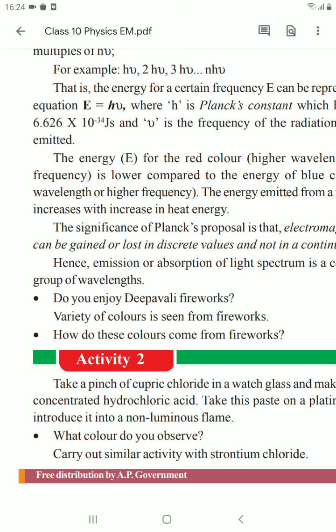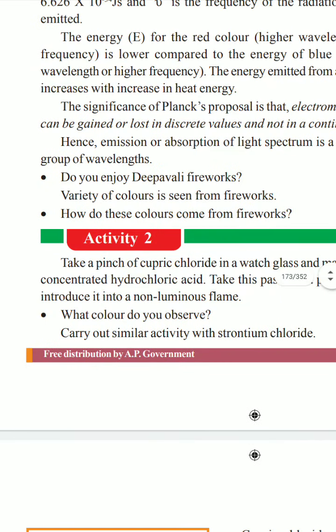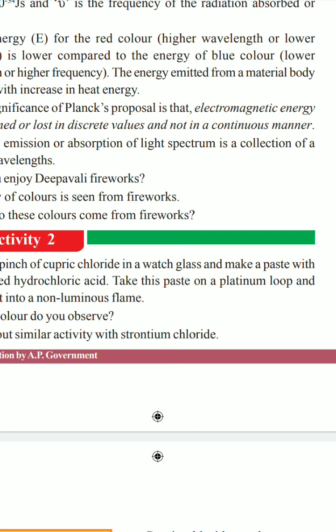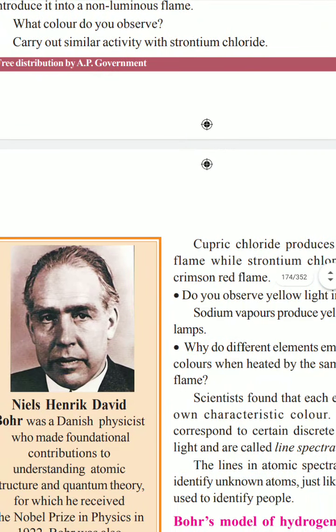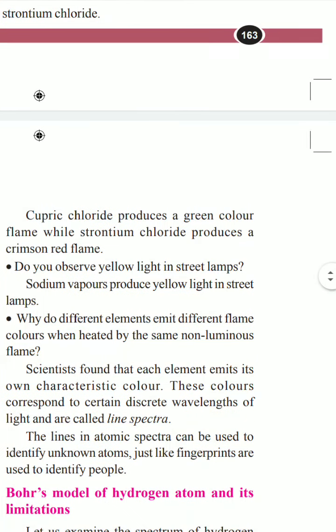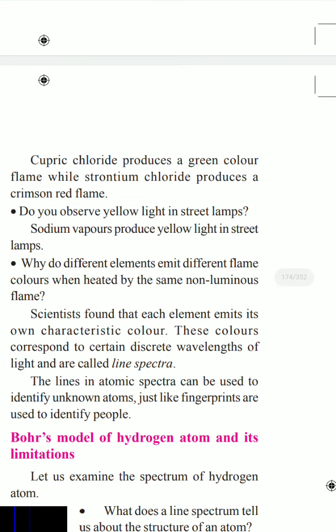So in those crackers, whatever the chemicals we are using, they will give some different colors, they will emit different colors of light. Each and every element, whatever the chemicals we are using in the crackers, means sodium, some carbon, or some strontium, cupric chloride, these will all be different elements, and they are able to emit different colors of light because of their different wavelengths.